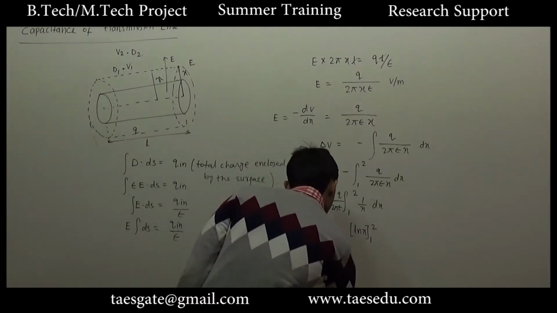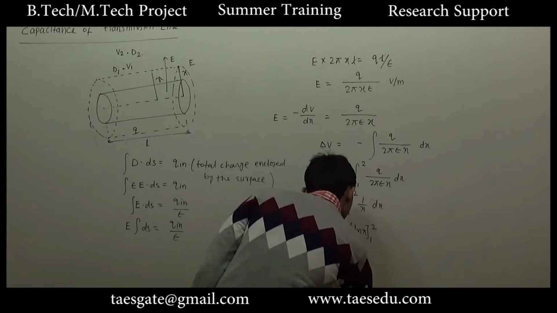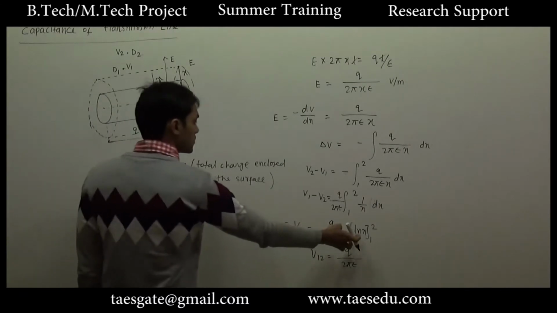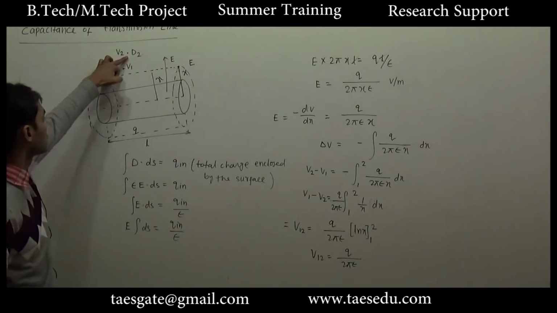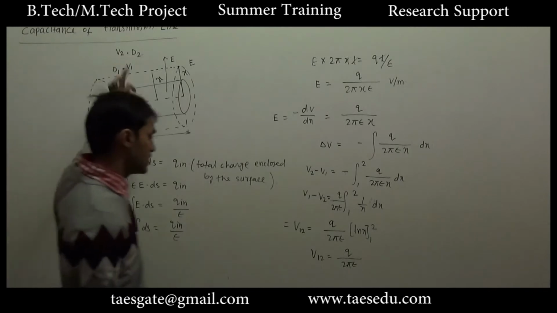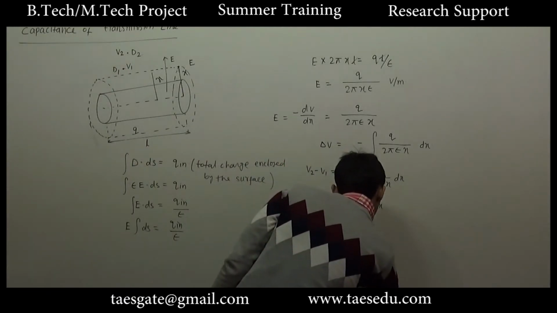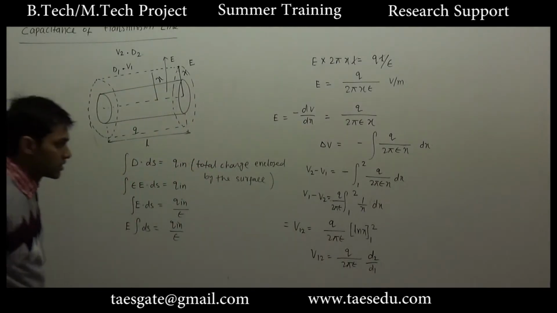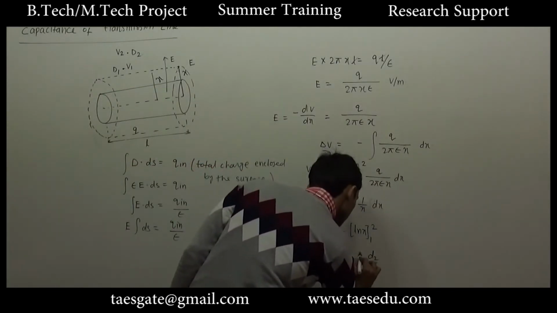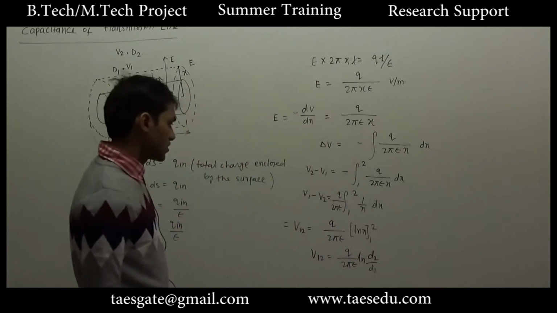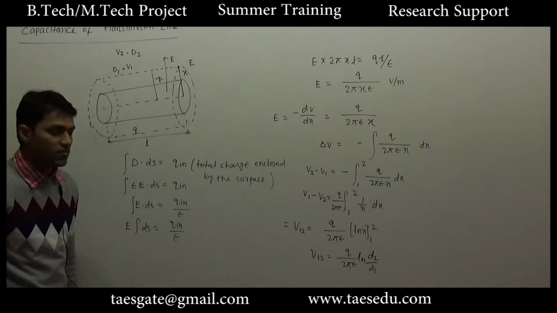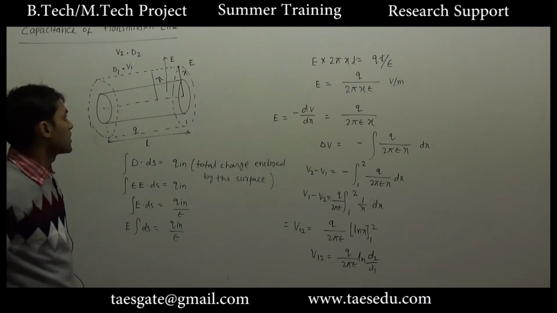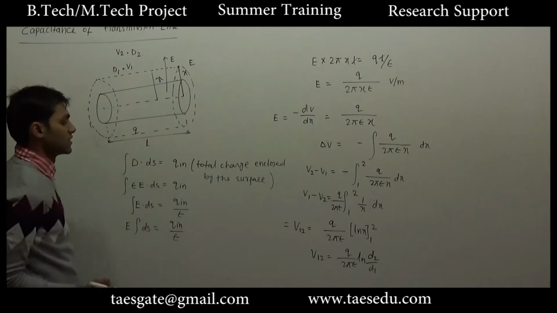So V12 is Q divided by 2 pi epsilon ln of the position of point 2. So let's say this distance is d2, so this will be d2 divided by d1. Sorry, here we will have ln. So this is the formula to find out the potential difference between 2 points due to a current carrying conductor having charge Q per unit length.